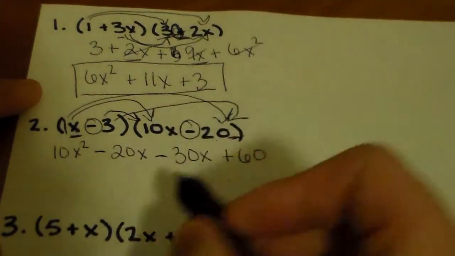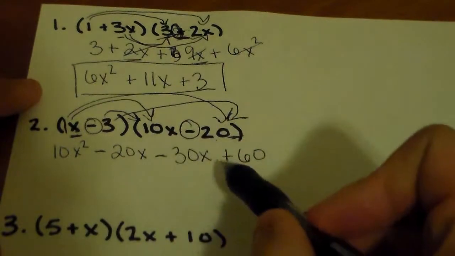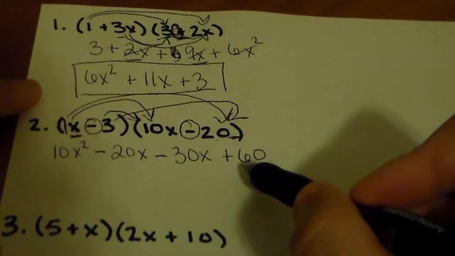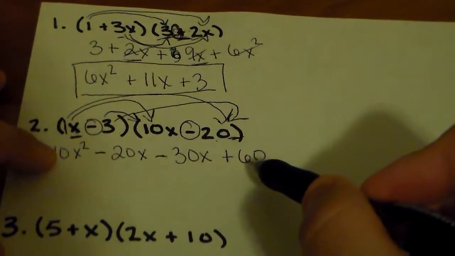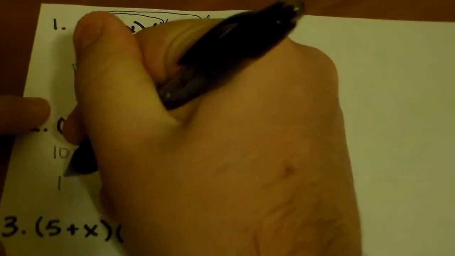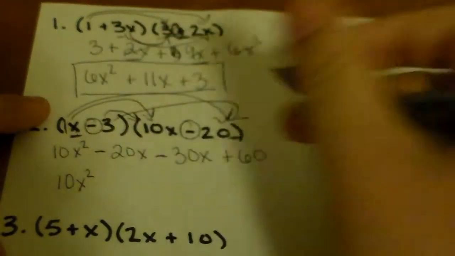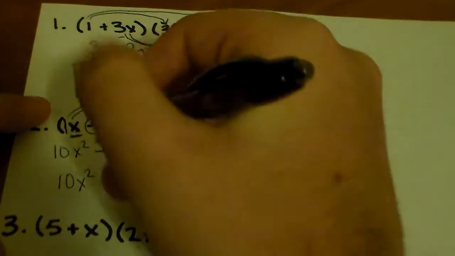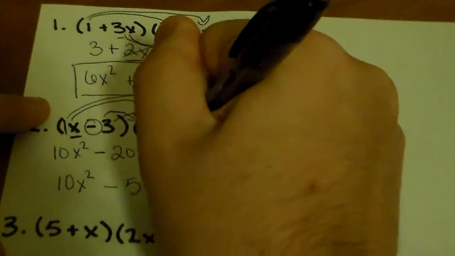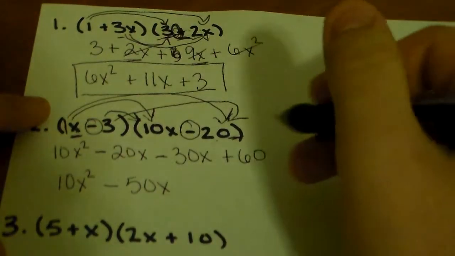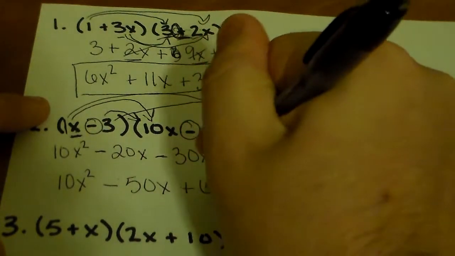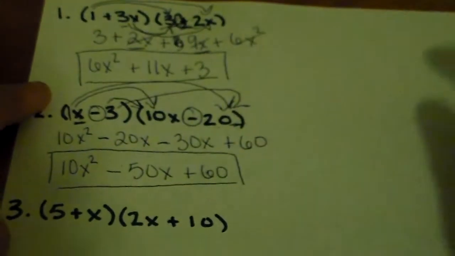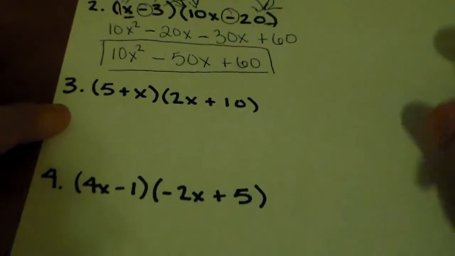So let's look for common terms here. Anything in here that's x squared besides the 10x squared? Nope. So we write 10x squared. Negative 20x minus 30x is negative 50x. And then plus 60. Alright. Number 3.